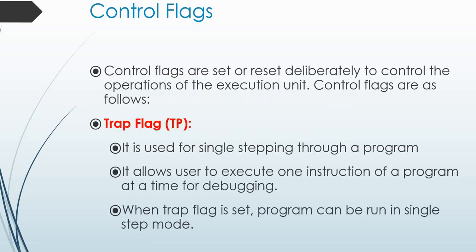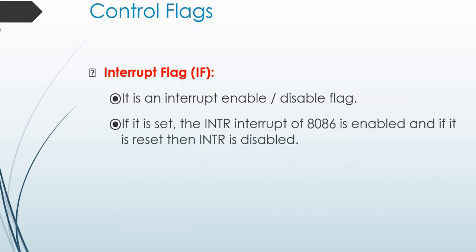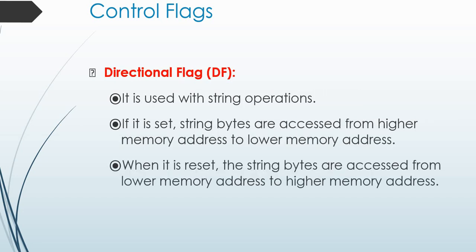And the control flags begin with the trap flag. It is used for single step execution, whether the processor is going for single step or multiple step execution; that information is given by the trap flag. The interrupt flag is enabled or disabled depending on the interrupt, which is signaled by the INTR pin in 8086. If the interrupt occurs, the interrupt flag will be set to 1. So that is the interrupt flag.